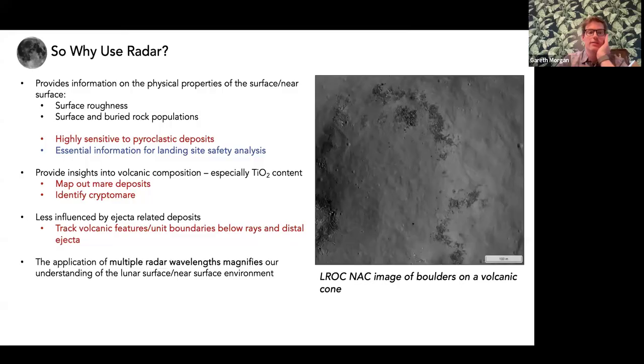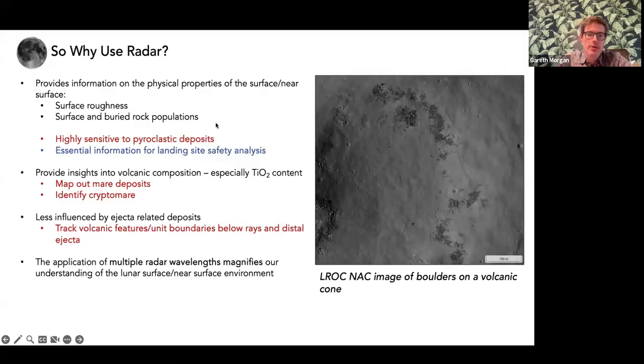Radar tells us a lot of great things. It tells us things like surface roughness, which includes the surface rock population on the moon, the mare. We think of these smooth plains, with the astronauts walking around, but there are a lot of boulders, especially concentrated in certain areas. This is an LROC narrow angle camera image of a volcanic cone in the Procellarum region, and all these little dark and light dots are big boulders. This is 100 meters across. These boulders are huge. Obviously, that's a problem for landing and can be a hazard and affect traverses.